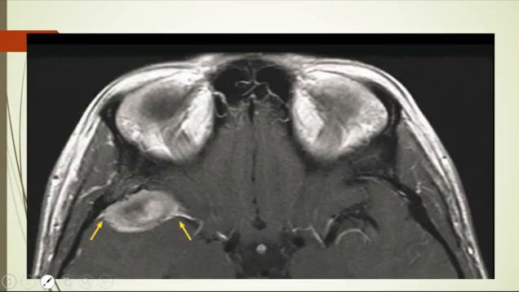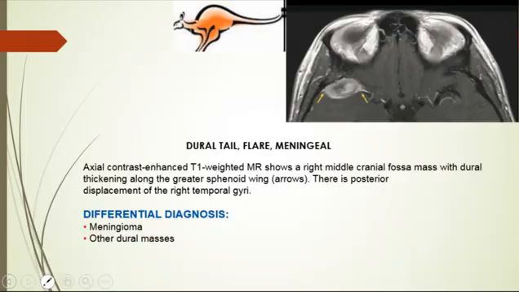Now, what's the sign here? Again, it is a dural tail sign, sometimes flare sign or meningeal sign. It indicates meningioma and other dural masses. As we said a few minutes ago, there is a middle cranial fossa mass with a dural thickening of the greater sphenoid wing, with posterior displacement of the right temporal gyri. You can see it here, and it indicates either meningioma or other dural masses.